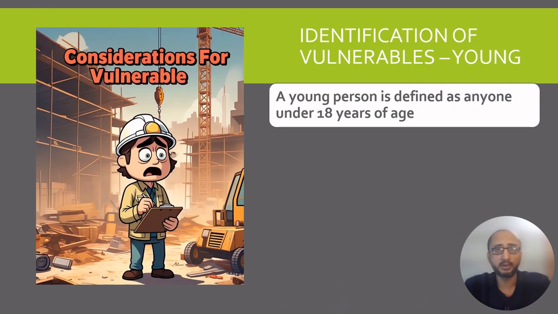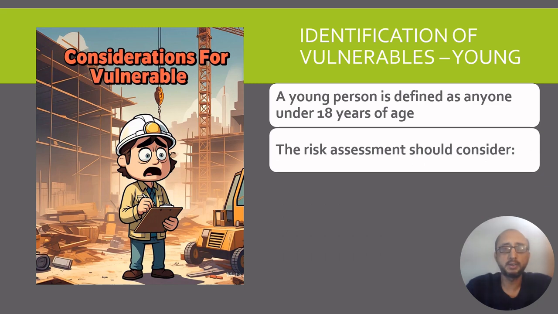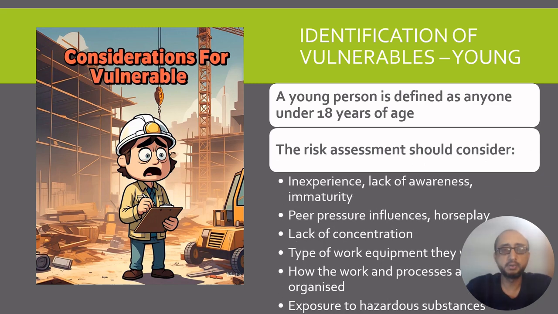The first group of vulnerable people are the young people. Anyone under 18 years of age is a young person. These people are very prone to hazards and risks because they lack experience and awareness, and they don't have a good understanding of the work activities or processes, especially the critical ones. Also, they don't have a good understanding of how situations or circumstances can change and deviate into hazardous situations. So they can harm themselves or other people.